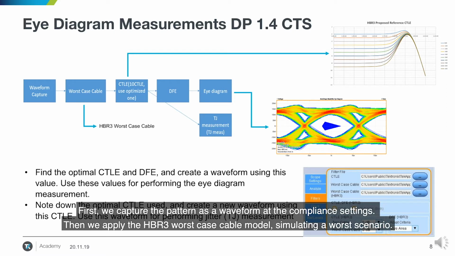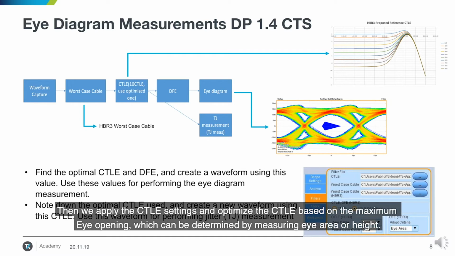First, we capture the pattern as a waveform at the compliance settings. Then we apply the HBR3 worst case cable model, simulating the worst scenario. Then we apply the CTLE settings and optimize the CTLE based on the maximum eye opening, which can be determined by measuring eye area or height.